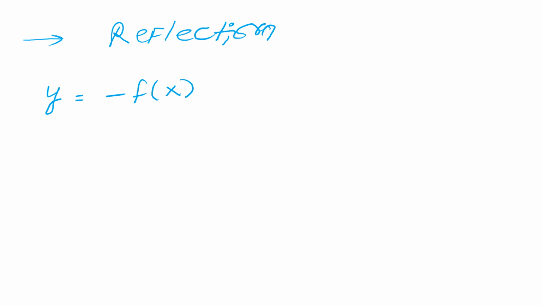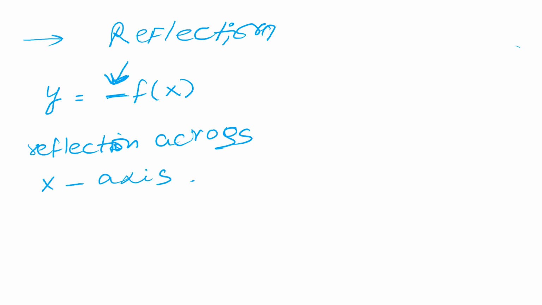Now the next kind of transformation is reflection. Remember it like this: y equals negative f of x. If the negative is outside, it means reflection across the x-axis.